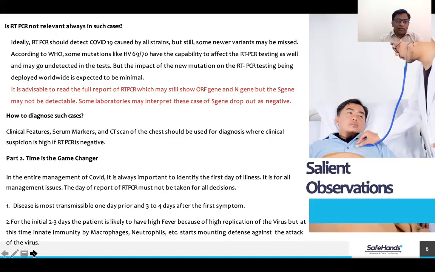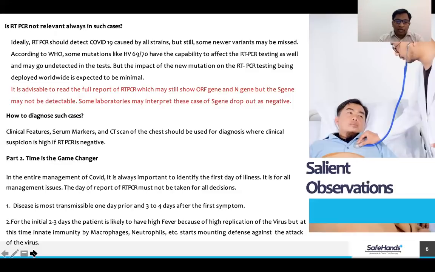Time is the game changer. In the entire management of COVID, it is always important to identify the first day of illness. It is for all the management issues. The day of RT-PCR must be taken for all the decisions.